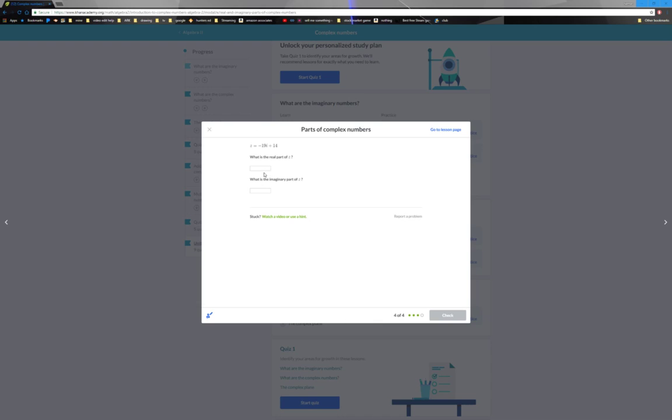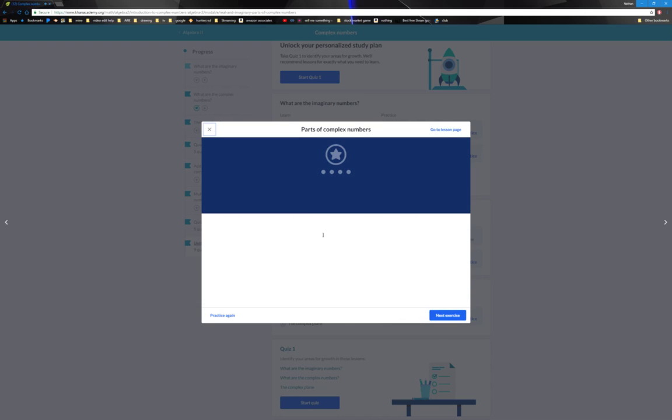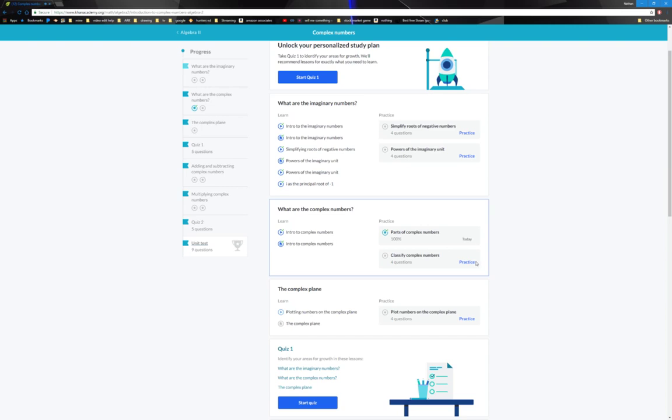All right. Now, what is the real part of z? Well, the real part of z here is the part that's not multiplied by the i, and that would be the 14. And what is the imaginary part of z? Well, that would be the part that's connected to the i, and that's negative 19. So we'll check, and we'll show the summary. Got them all right.